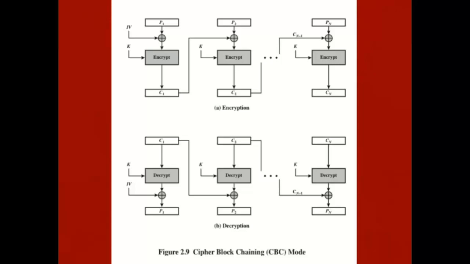For decryption, each cipher block is passed through the decryption algorithm. The result is XORed with the preceding ciphertext block to produce the plaintext block. To produce the first block of ciphertext, an initialization vector, IV, is XORed with the first block of plaintext. On decryption, the IV is XORed with the output of the decryption algorithm to recover the first block of plaintext. The IV must be known to both the sender and receiver.